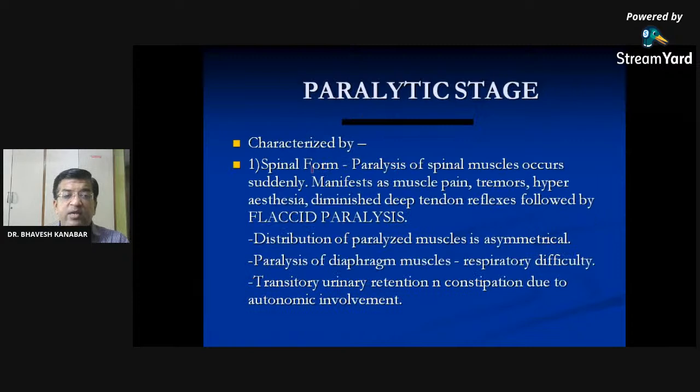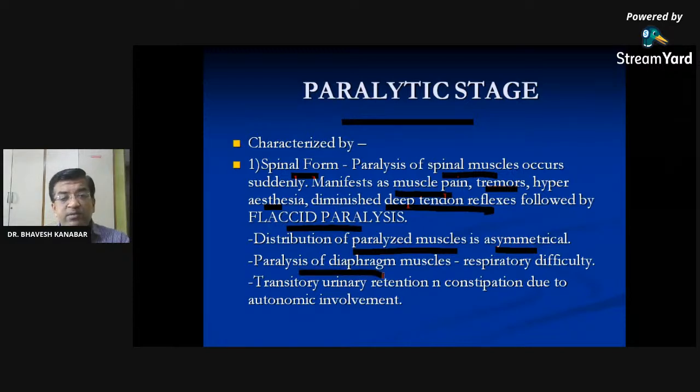The paralytic stage is characterized by the spinal form, where paralysis of the spinal muscles occurs suddenly, manifesting as muscle spasm, tremor, hyperesthesia, diminished deep tendon reflex followed by flaccid paralysis. In a very small percentage of cases, this paralytic stage occurs, and this paralysis is flaccid paralysis. Distribution of the paralyzed muscle is asymmetrical. It is not so that both sides' muscles are paralyzed. Asymmetrical distribution of the paralysis.